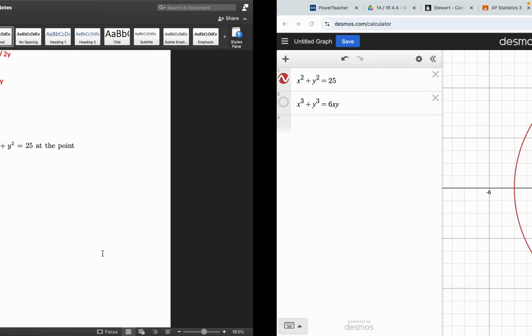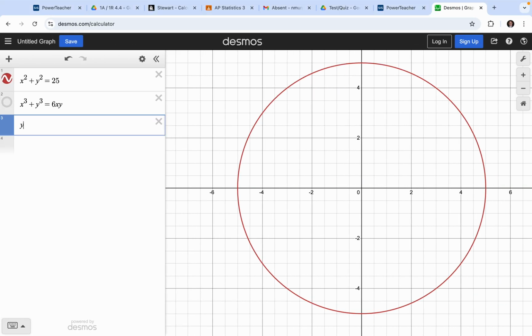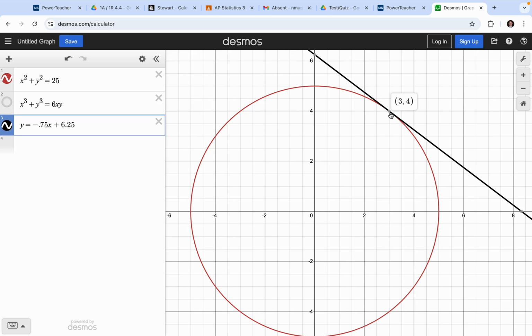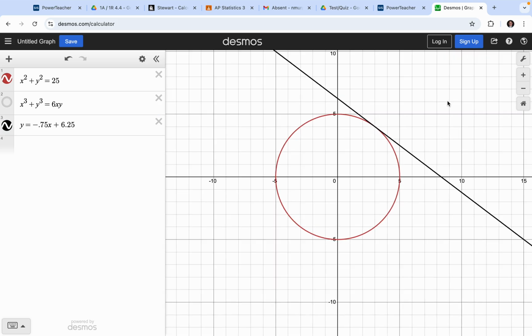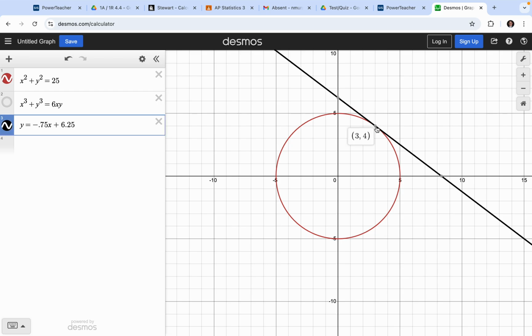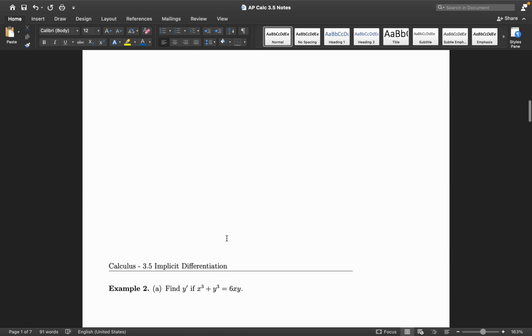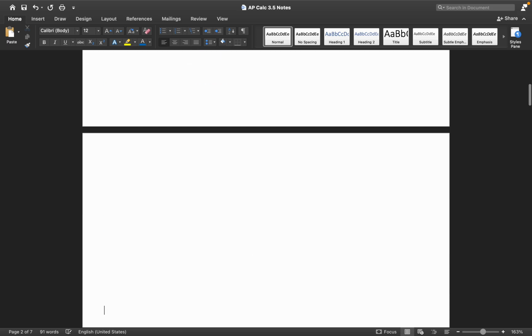Let's check that out. If I write y equals negative 0.75x plus 6.25, check it out. There's our tangent. Where does it touch? (3, 4). So there's our tangent at (3, 4). Okay, let's take some more derivatives.